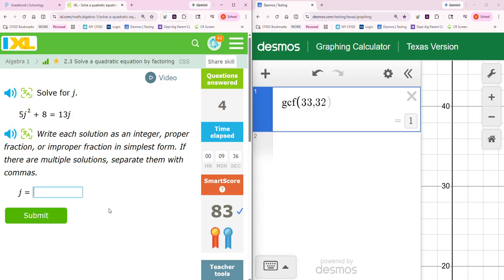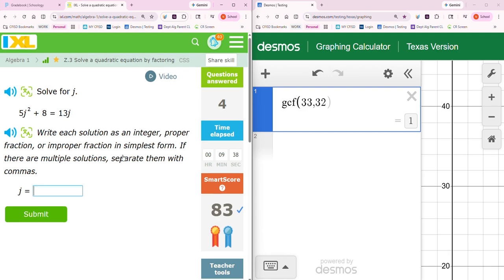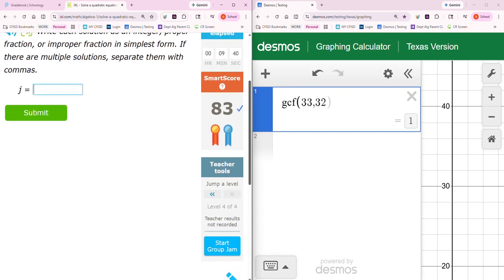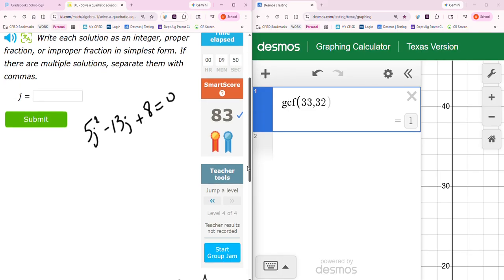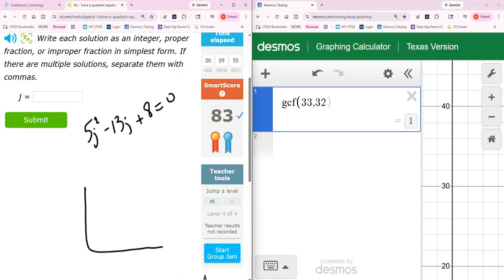Again, I'm going to move this 13j over. So this becomes 5j squared minus 13j plus 8 equals 0. So I made sure to put it in standard form. I'm going to go ahead and factor this like we did the other one. So I'm going to put 5j here in the middle. We're going to put positive 8 there.